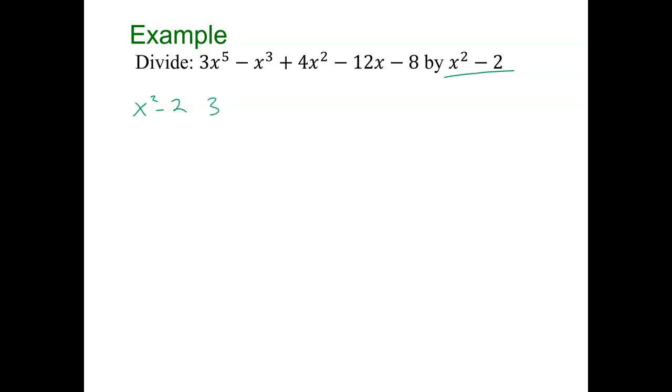Okay? So 3x to the fifth minus x to the third plus 4x squared minus 12x minus 8. Now, I just pulled this out of the textbook, so I have no idea what the answer is going to be. So let's do it. All right, first step, what am I going to divide? Harris? Okay, yep.